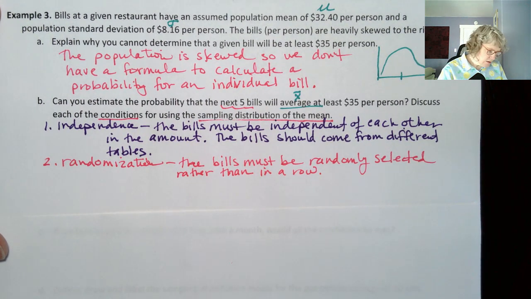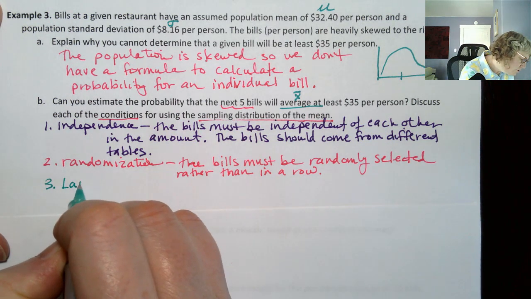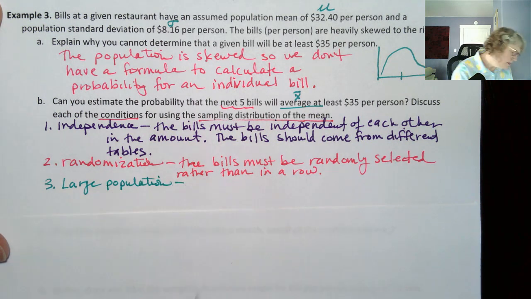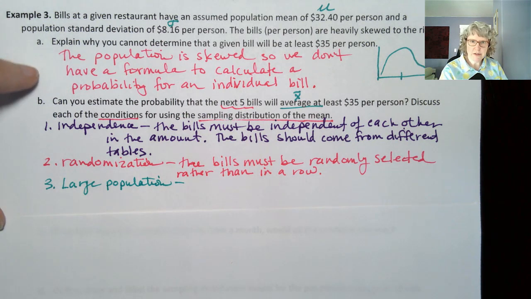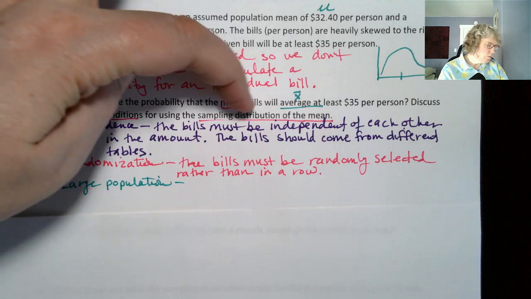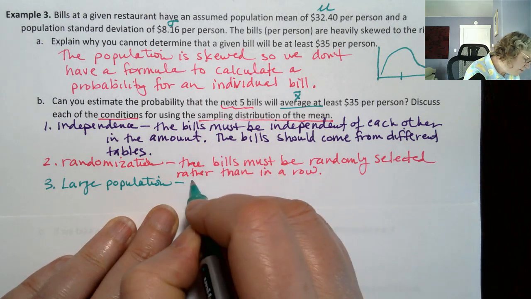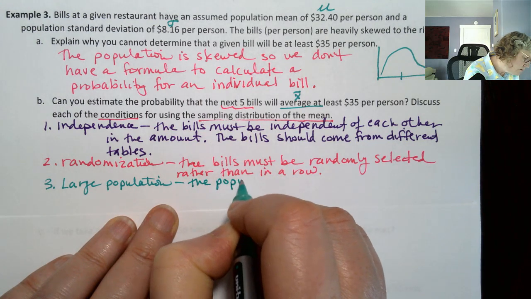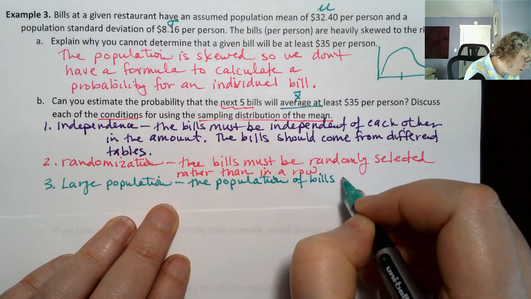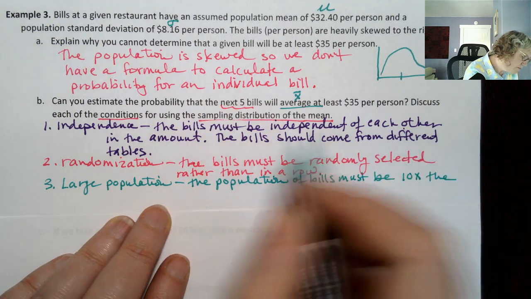Okay, the next one is the large population. I'm looking at my notes here. Large population. Okay, so all the bills must be more than 10 times, and we're saying 5. I'm going to say the population of bills must be 10 times the sample size.